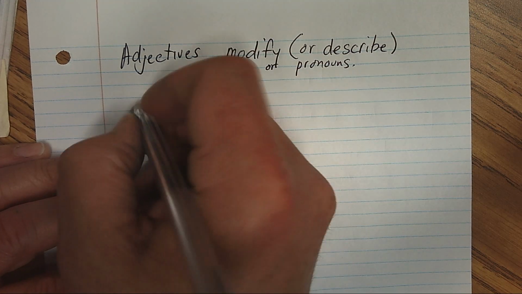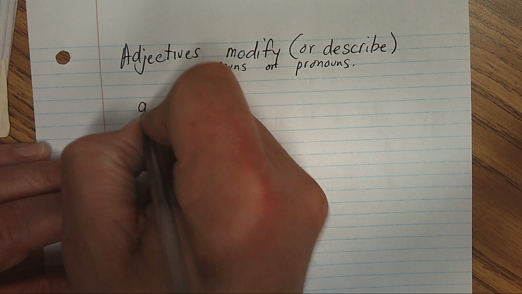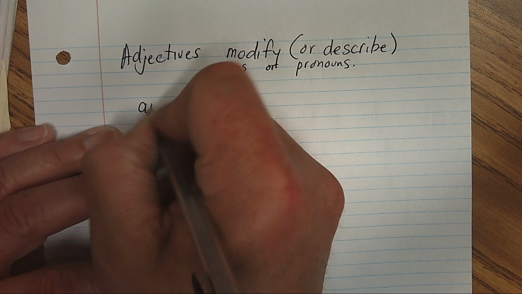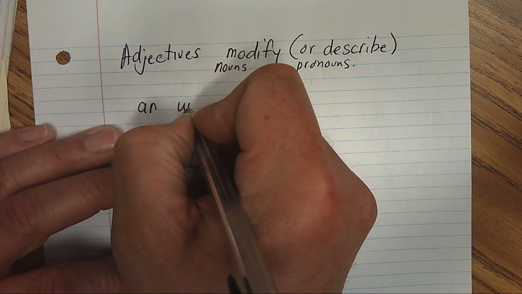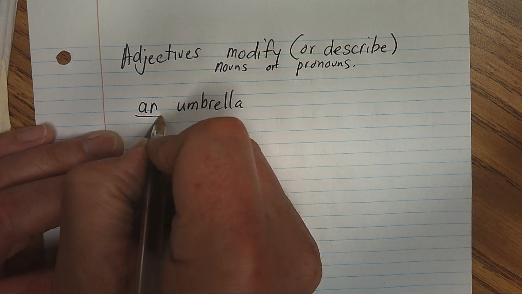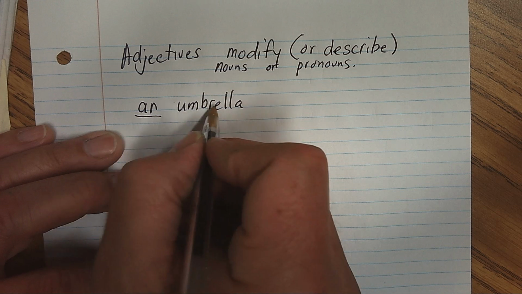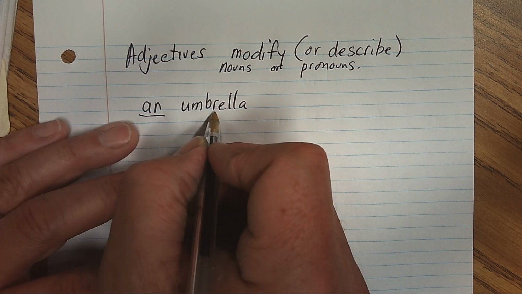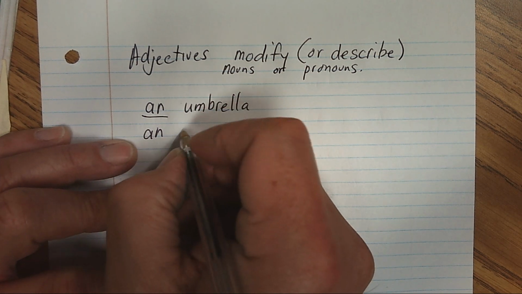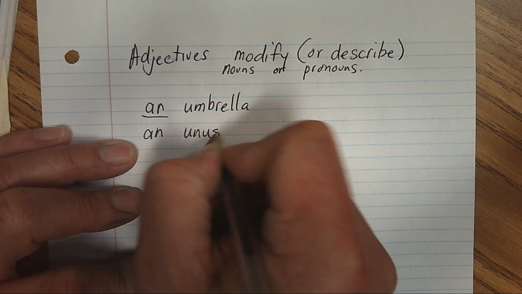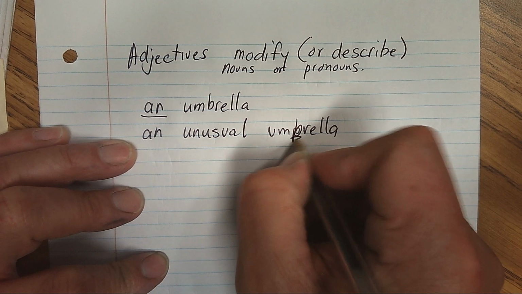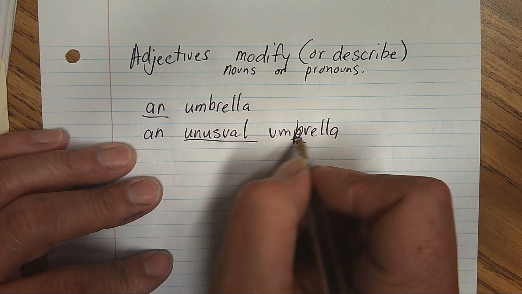So like you might say, here, let's give you the most basic type of adjective first. An article is a type of adjective. It does describe or modify it in some way. It tells us a little bit about it, like it says it's one. Let's say we wanted to add another adjective. An unusual umbrella, so that describes the umbrella.